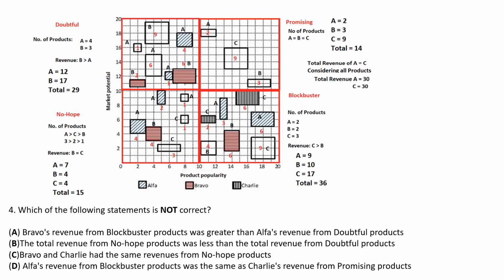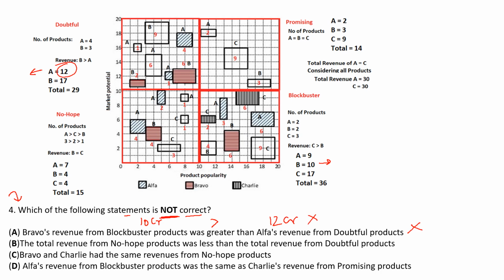So let us now look at the last question. It is saying which of the following statements is not true. We need to see which is not correct. So the first option is Bravo's revenue from blockbuster product was greater than Alpha's revenue from doubtful products. Bravo's revenue was 10 CR, was it greater than Alpha's revenue from doubtful? Alpha's revenue from doubtful was 12 CR. So this is not greater. So this option is not correct.